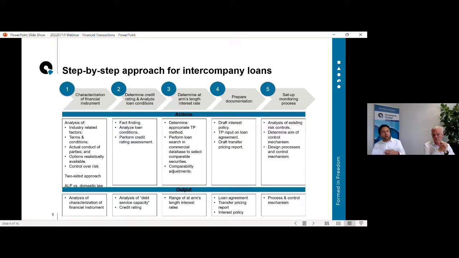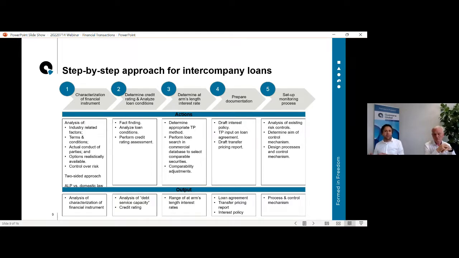This is a slide I've used in previous webinars as well. I won't go into much detail today on this part. For more information, I refer to our website in the section Quantera Global Academy, and then videos. You can see previous webinars on financial transactions as well.